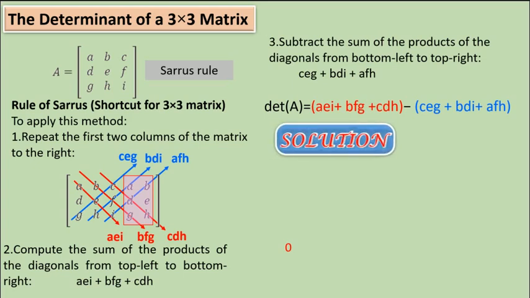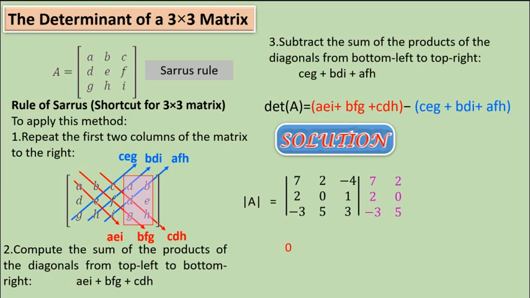So now we take the same determinant again, with the elements written down. What do we do? We repeat the first two columns at the back. I use different colors so that you can see it clearly.